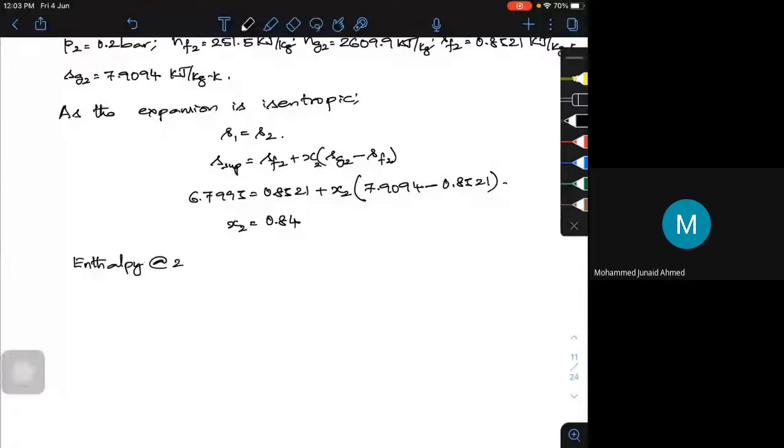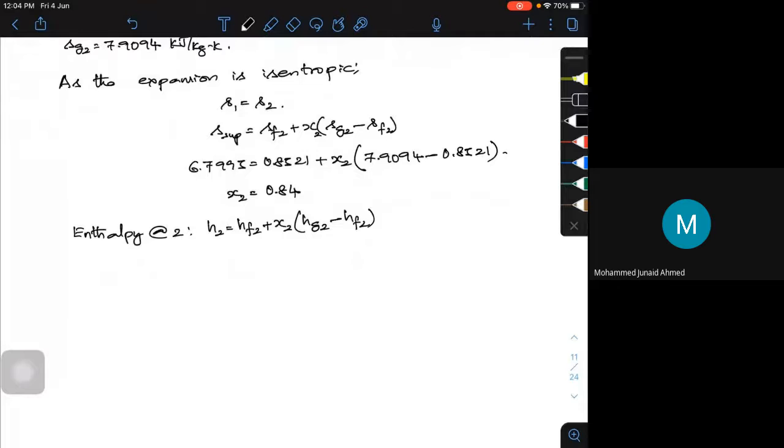Enthalpy at 2 is given by H2 is equal to HF2 plus X2 into Hg2 minus HF2. Or if you're getting HFG directly, you can put HFG also, which is the difference of Hg minus HF2. I go with the very regular one. If you want to go faster, directly you can get HFG, but it is not available in most steam tables; very few have it.